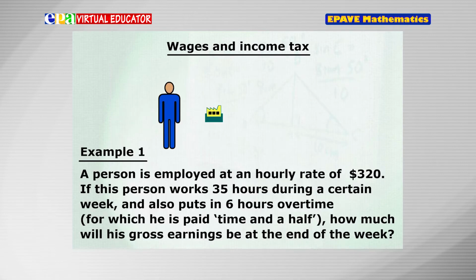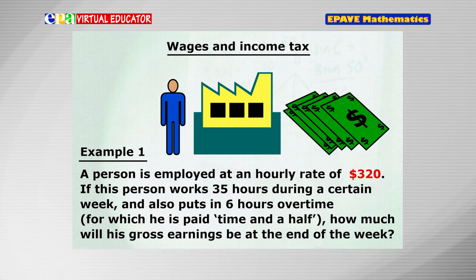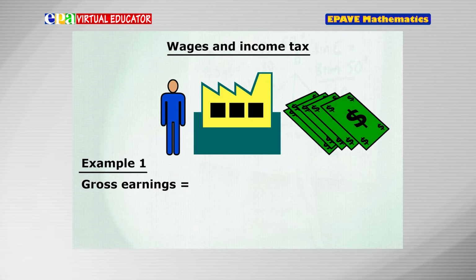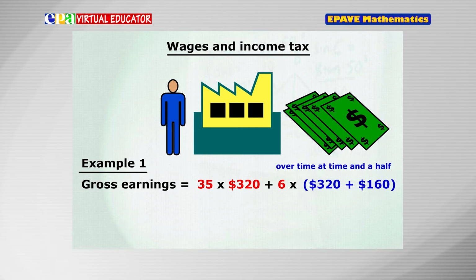So a person employed at an hourly rate of $320 works 35 hours during a certain week and also puts in 6 hours of overtime for which he is paid time and a half. How much will his gross earnings, which is the taxable and non-taxable amount together, equal at the end of the week? His gross earnings would equal 35 multiplied by $320 plus 6 multiplied by $320 plus $160. This is equal to $14,080.